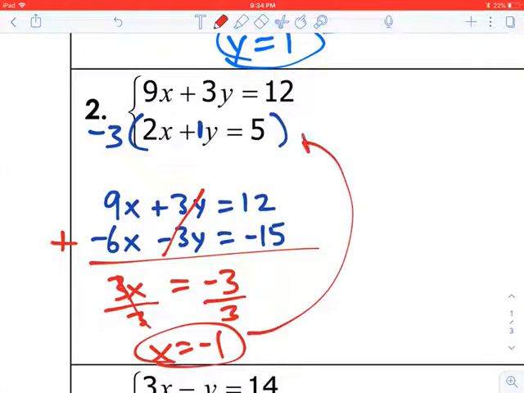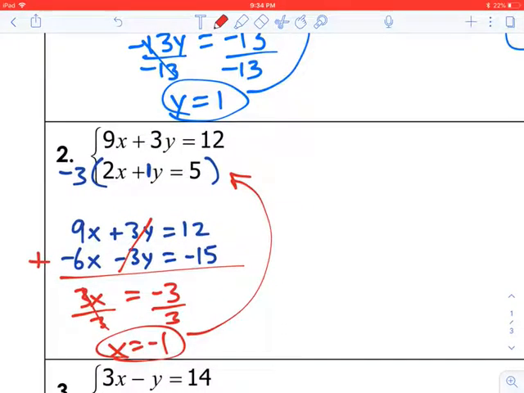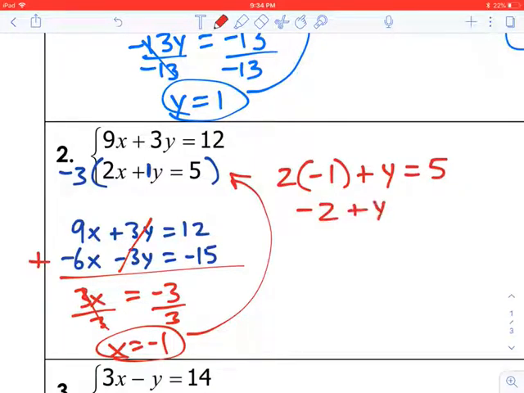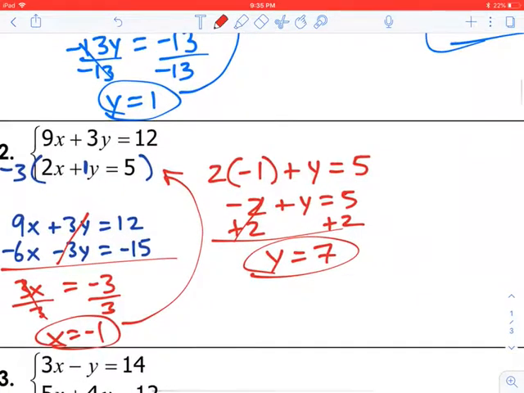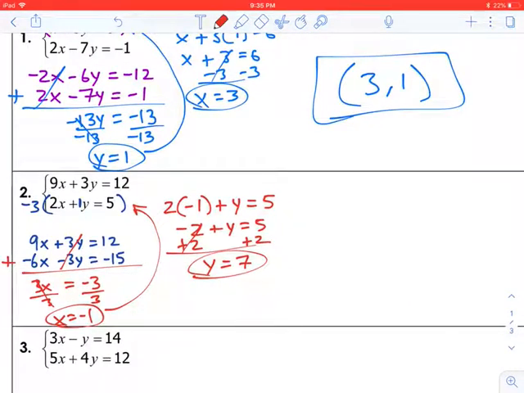Plug it back in. I'm going to choose the bottom one, again, just because it looks a little easier. So it's 2 times -1 plus y equals 5. So that's -2 plus y equals 5. Get the y by itself by adding 2. And I get y equals 7. And so x comma y, -1 comma 7. And there we go.